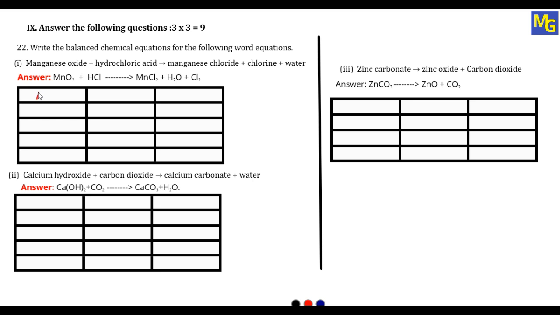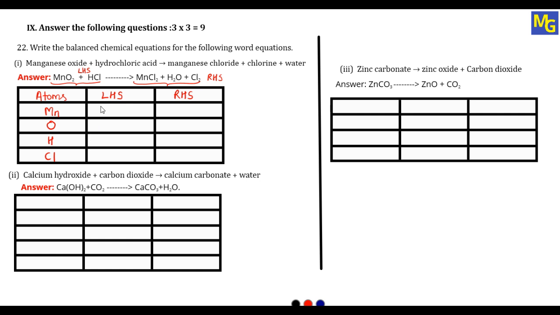So here we will write atoms. Here we'll write LHS. LHS means left hand side, and here we will write RHS, that is right hand side. So this is our LHS and this is our RHS. So if you use this method for balancing, it will be very easy for you. So start writing which are the atoms we have. We have Mn, it is manganese. Then we have oxygen. Then we have hydrogen and we have Cl.